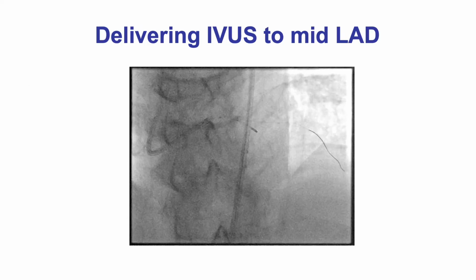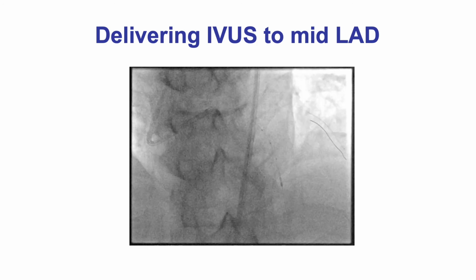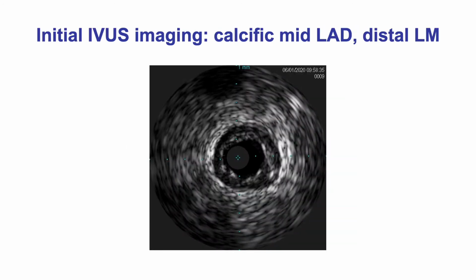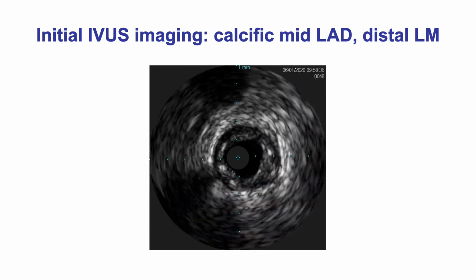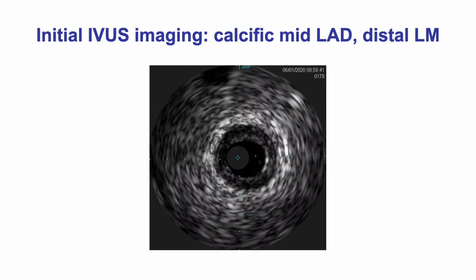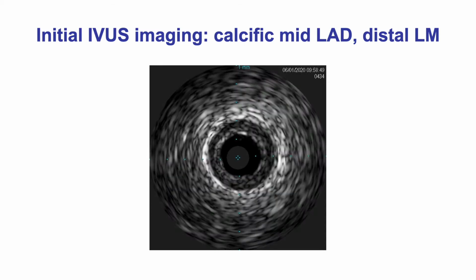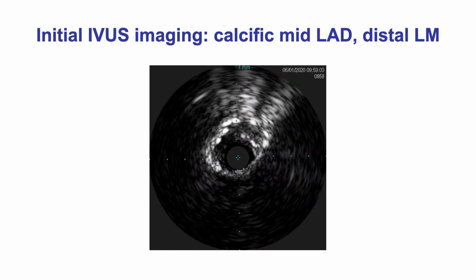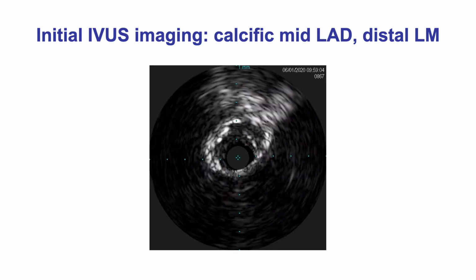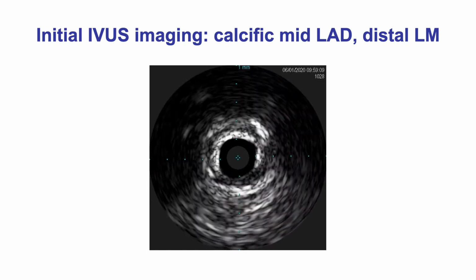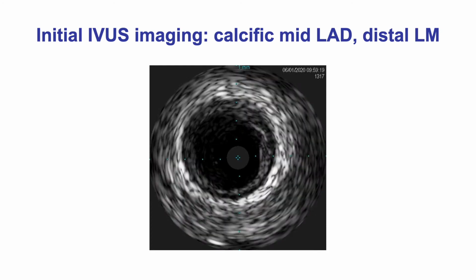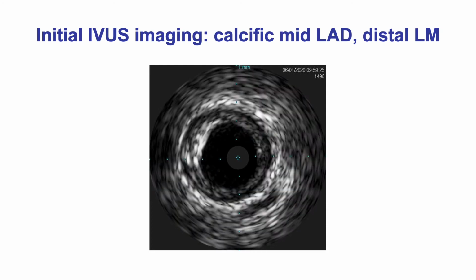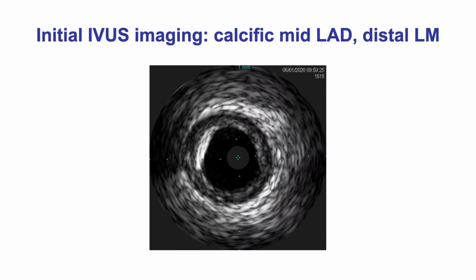And then we delivered the IVUS to the mid LAD. As we can see, IVUS showed the distal LAD was a 3.0 vessel, and here is a lesion, and then there is a lesion as well in the distal left main, actually at least 50%, because this is a 3.0 vessel here, and now it is a 4.0 vessel in the proximal left main. So the IVUS was very useful for sizing, for mid LAD and the left main, and also for determination of the amount of calcium.